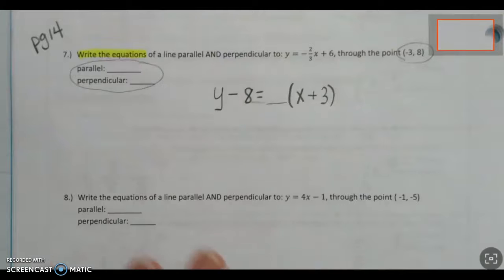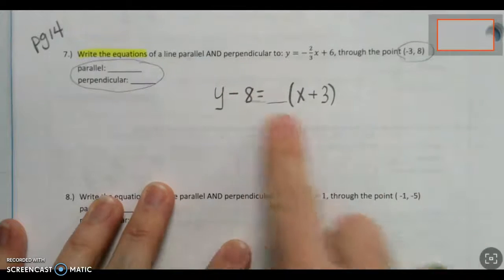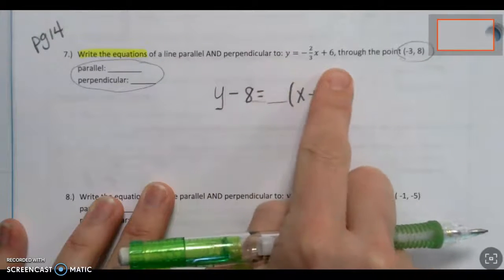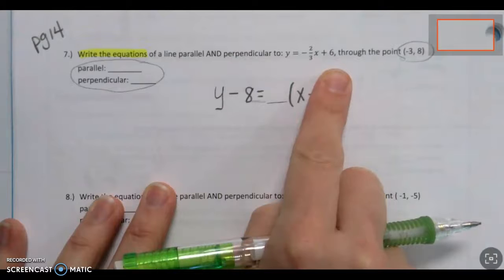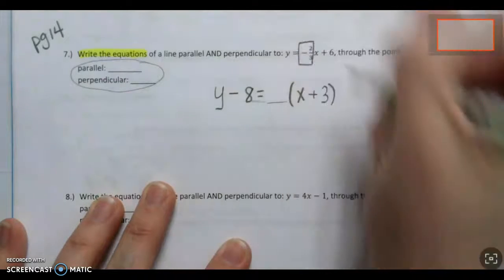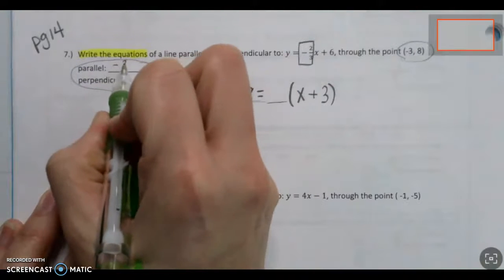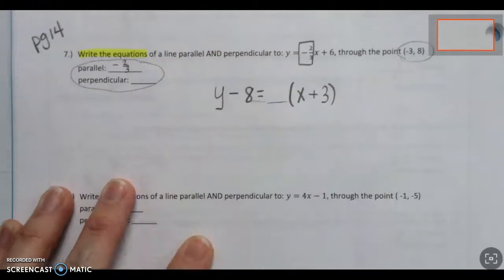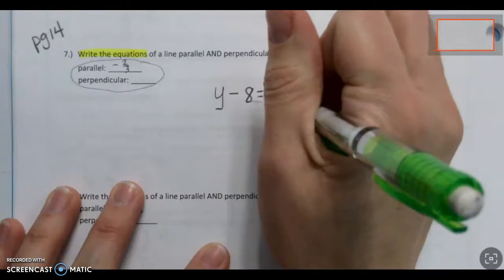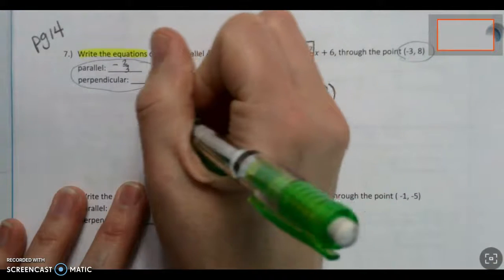Okay, so if you were gone yesterday, what we talked about is if I want my line to be parallel to this one, they will have the same slope. So I'm going to pull the slope out of this equation, and I'm going to use it for my parallel equation. So -2/3 is going to be the slope parallel to that one. So my first equation is going to steal that same slope, and there it is, done. So this is my parallel equation.